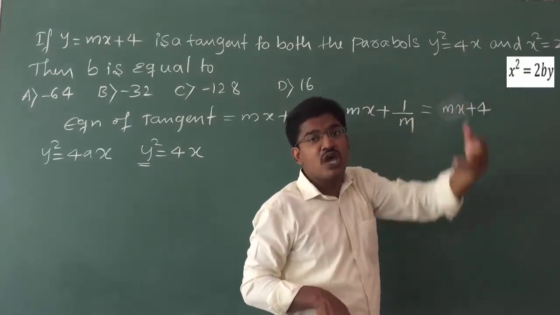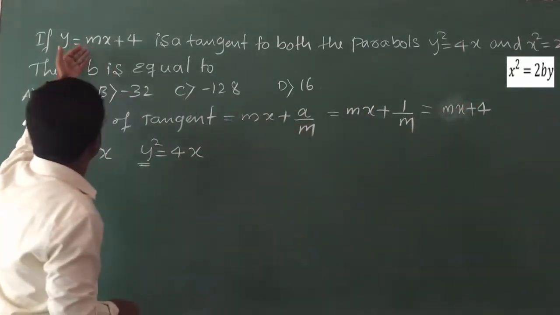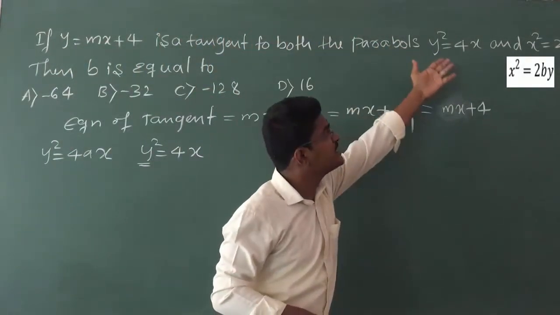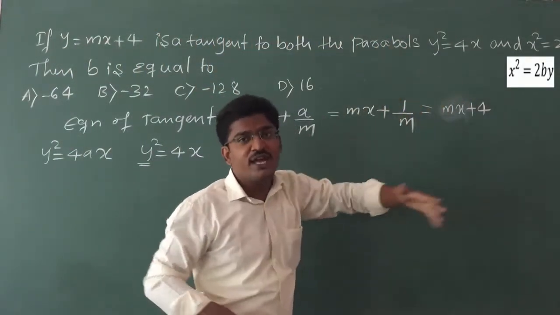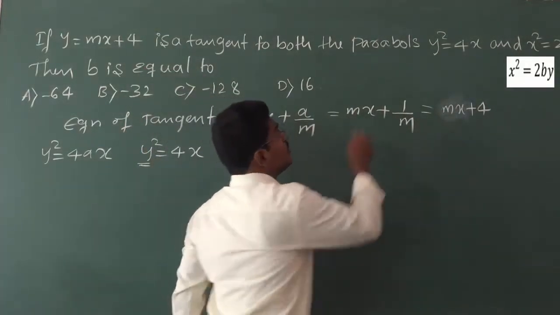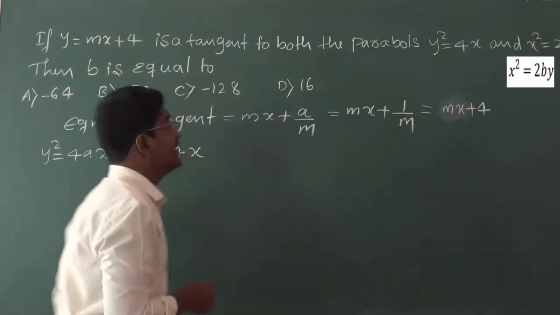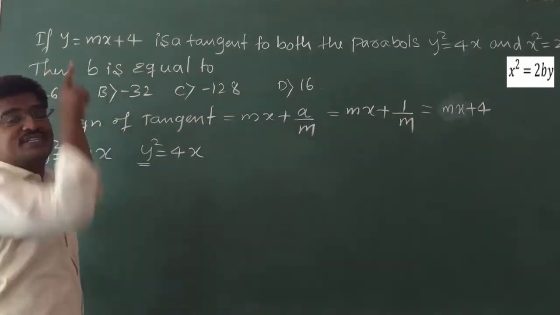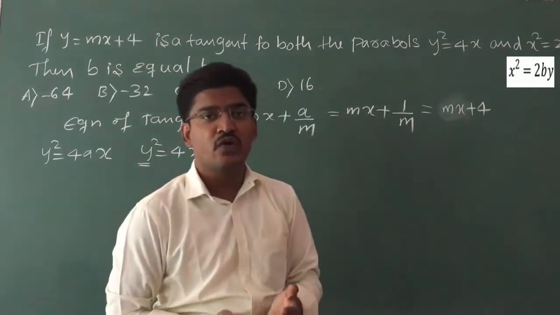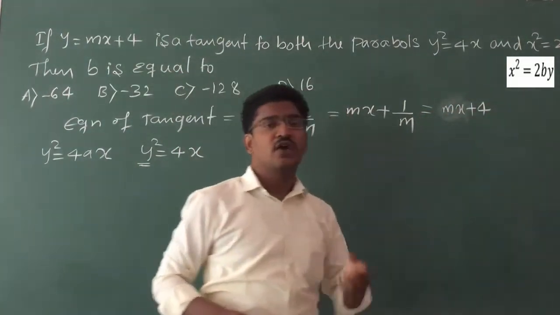Again, they have also given one thing, that is mx plus 4 is tangent to both the parabolas y square equal to 4x and x square equal to 2by. From that, we can understand this is the equation of tangent to the parabola y square equal to 4x, and this is also the tangent to the parabola y square equal to 4x. So both the terms are going to be equal.